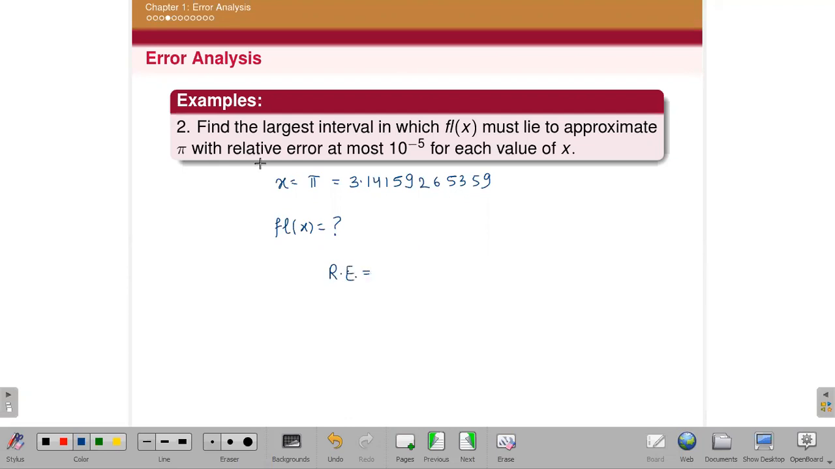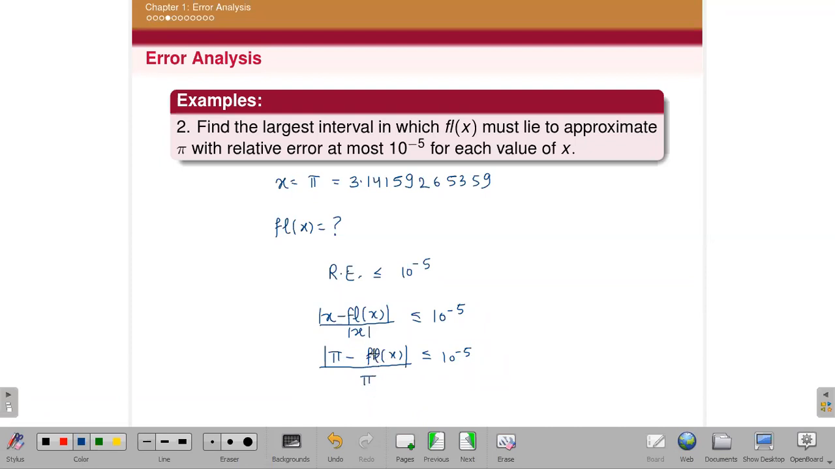Relative error, it is given that relative error is at most 10 raised to power -5, means relative error will not exceed 10 raised to power -5. So relative error means x minus FL of x will not exceed 10 raised to -5. So it means it is pi minus FL of x less than equal to 10 raised to -5. Sorry, it should be x. It should be pi. So now solve this.